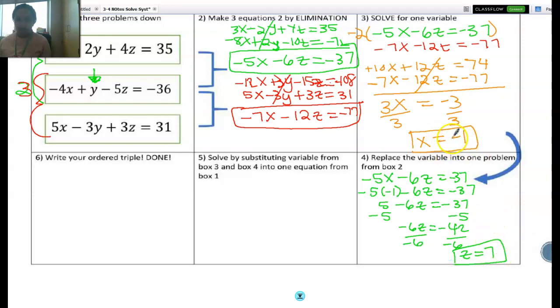And so now that I have x and z, to find my third variable, I have to plug in -1 and 7 into one of these original problems. And again, choose whichever one seems easiest for you. I'm just going to choose this top line here, which says 3x minus 2y plus 4z equals 35. And then I'm going to plug in x and z. So for x, I have -1, minus 2y plus 4 times 7 equals 35. And let's solve it.